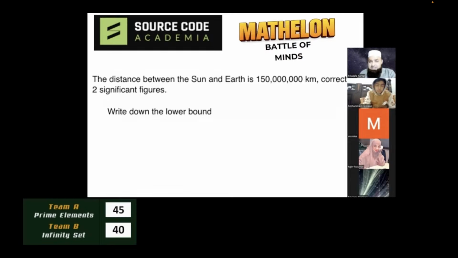The distance between the Sun and the Earth is 150 million kilometers. Correct to 2 significant figures, write down the lower bound. Please take your time. What will be the lower bound? Team A, Momina. 145 and 6 zeros kilometers. 145 million kilometers is the correct answer.